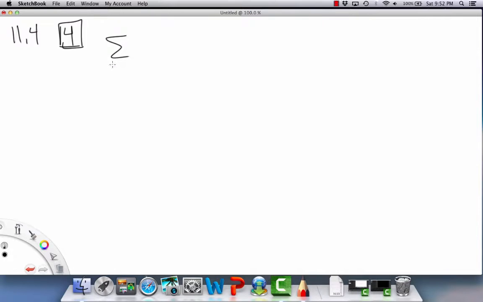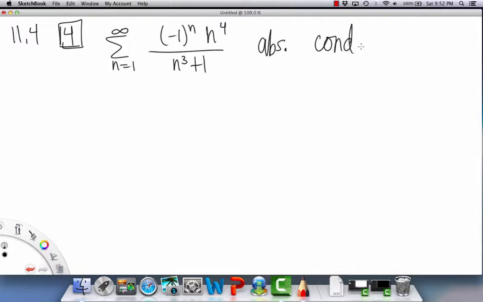So in this one we're given the infinite sum of (-1)^n times n^4 over n^3 plus 1. So we're asked to determine whether this sum or series converges absolutely, converges conditionally, or does not converge at all. So it's one of these three things.